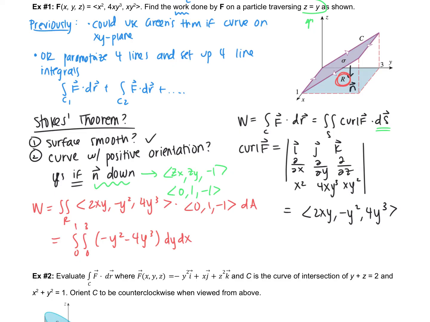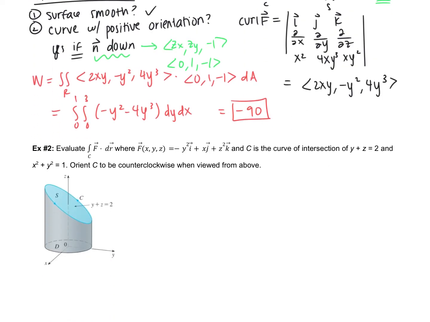I think we can agree that this work using Stokes' theorem is going to be significantly more efficient than setting up 4 separate line integrals. Now, I'm not actually going to do the integration because that's not really the point of this video, but I will tell you if you want to do it on your own, you get negative 90. Okay, let's see another example.